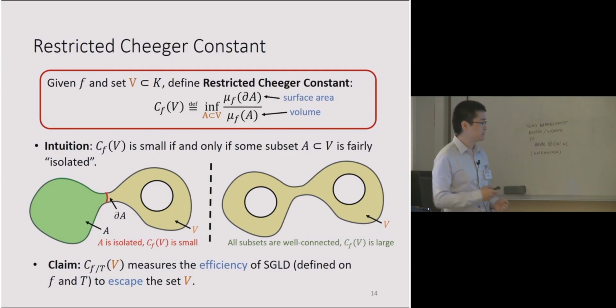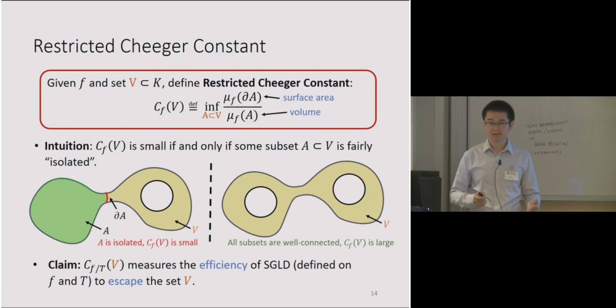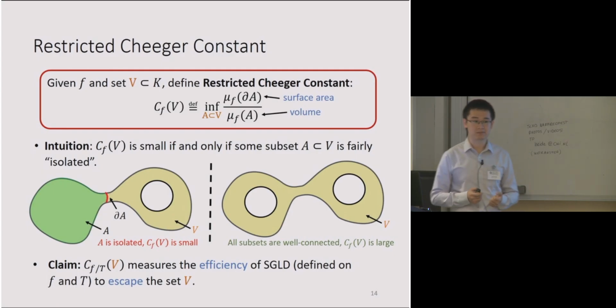In our first case of analysis, the restricted jitter constant is small, and we can find a subset whose connection to its complement is fairly weak. So if we initialize SGLD in this set A, it will take a long time before the algorithm can find a way to escape. So it's not efficient. In the second example, the restricted jitter constant is relatively large, and all subsets of V are well connected to the rest of the parameter space, so that no matter where we initialize the algorithm, it will be easy to escape, and the escape will be efficient.